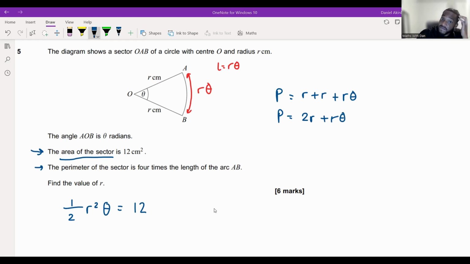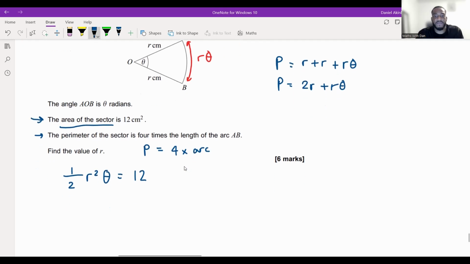Good stuff. And apparently, the perimeter is 4 times the length of the arc. So what I like to do, this is an algebraic worded problem. The perimeter P equals 4 times the length of the arc. So if I put this here, the perimeter is 2r plus r theta. That is equal to 4 times the length of the arc AB. Well, the length of the arc AB is r theta. So I get this equation here. Are we happy with that, guys? Does that make sense?